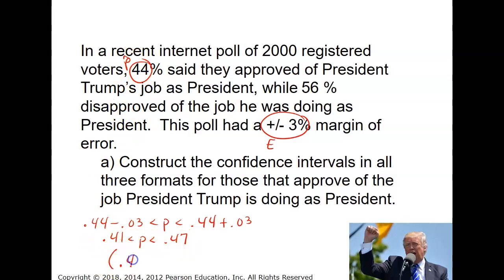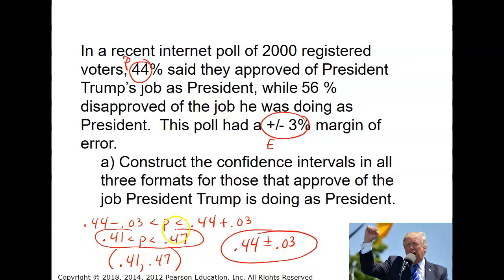The other format is taking that p out and just writing it like this. And then the third format is the 0.44 plus or minus 0.03. And there's nothing special about which one is format 1, format 2, or format 3. You just need to be familiar with all three of them and be able to work back and forth between the three, depending on which one you see.